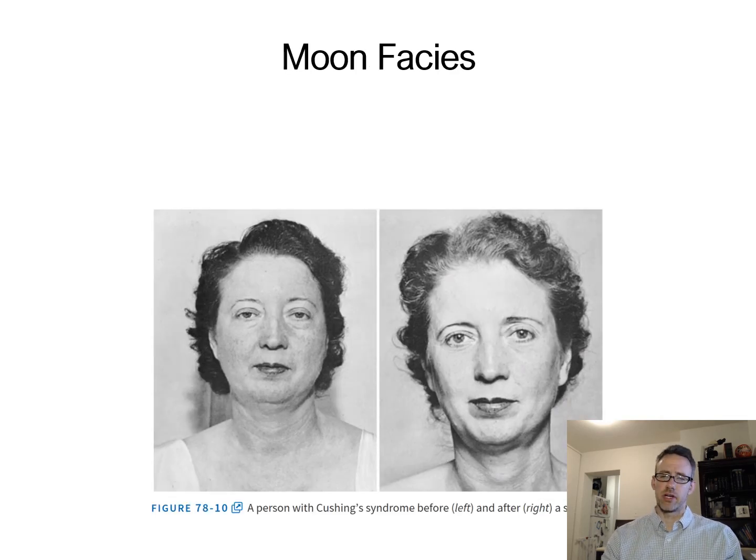This is just an example here of a lady who actually had corrective surgery, a removal of an adenoma that was secreting too much cortisol. And this was the before here, and you can see the moon facies, as they call it. And then after the corrective surgery, you see how features went sort of more towards a normal.